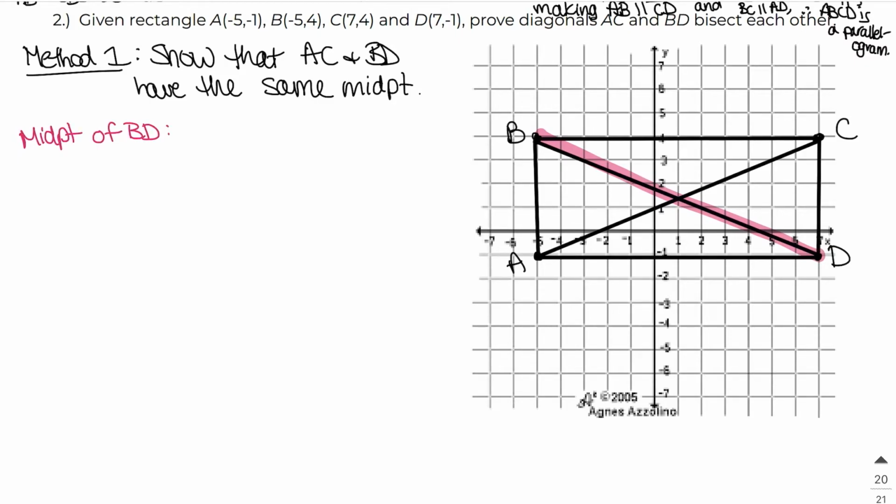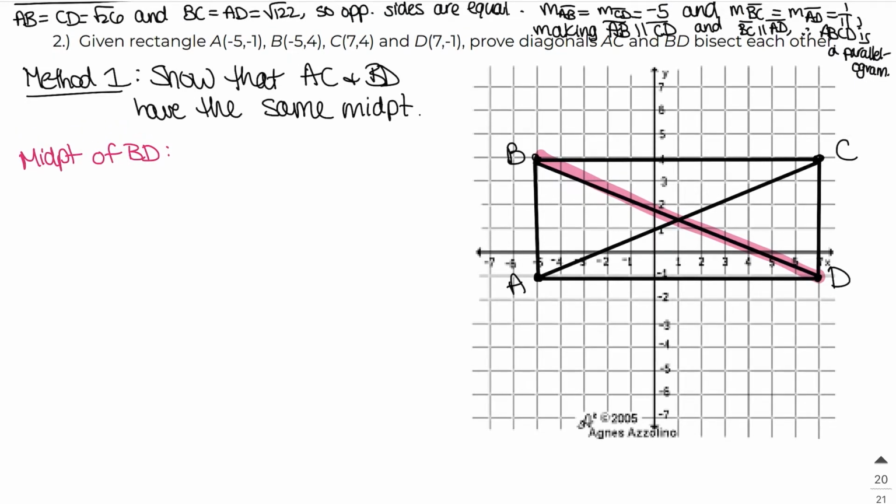So to find the midpoint of BD, I'm just going to use the midpoint formula. Just a reminder that the midpoint formula is x1 plus x2 over 2, and then y1 plus y2 over 2. Okay, so here I'm going to do x1 plus x2, which is negative 5 plus 7 over 2. And then I'm going to do y1 plus y2, which is 4 plus negative 1 over 2.